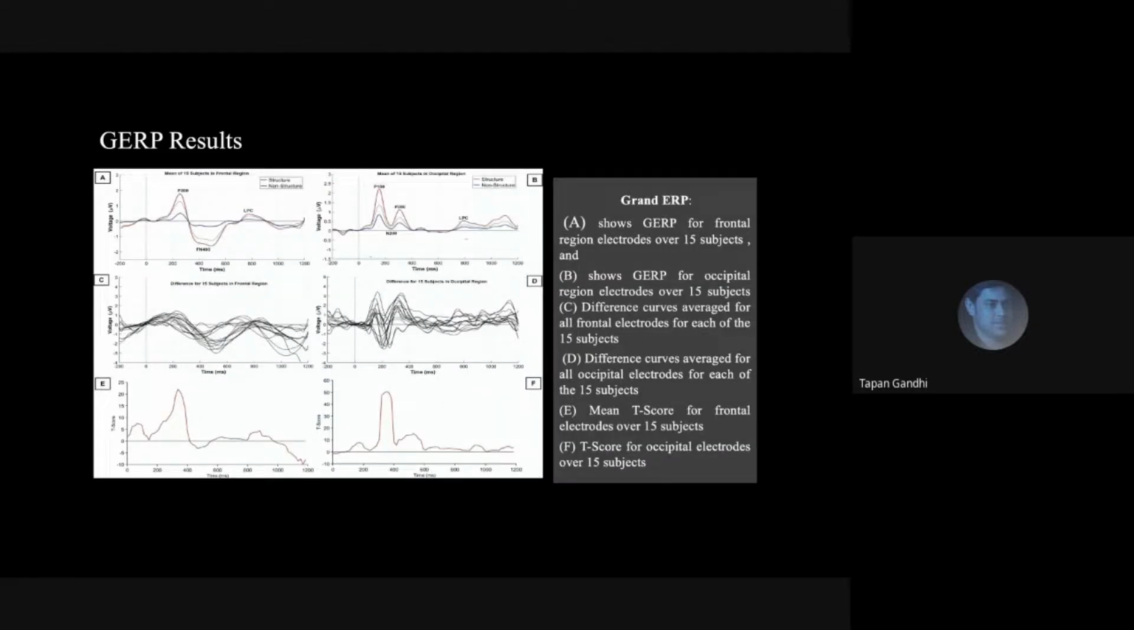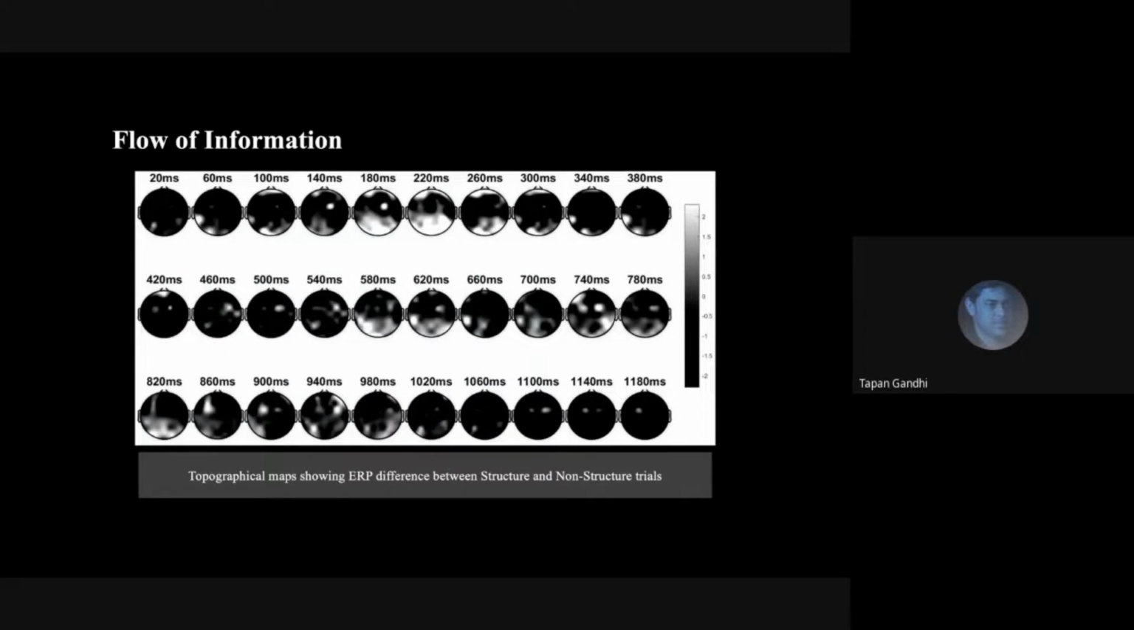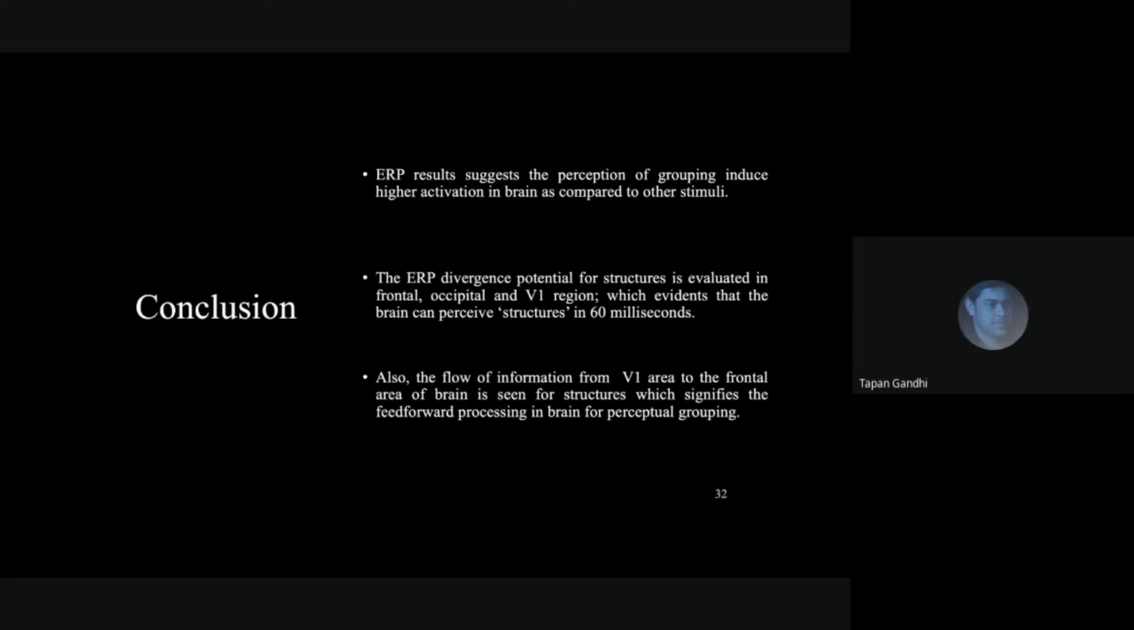Again, this is the grand average ERP plot of all 15 subjects, and we try to see how the information is flowing from 20 milliseconds, 60 milliseconds, 100 milliseconds, and how it's evolving along the whole timeline trajectory. From these results, we found that the perception of grouping induces higher activation in the brain as compared to the other stimuli.